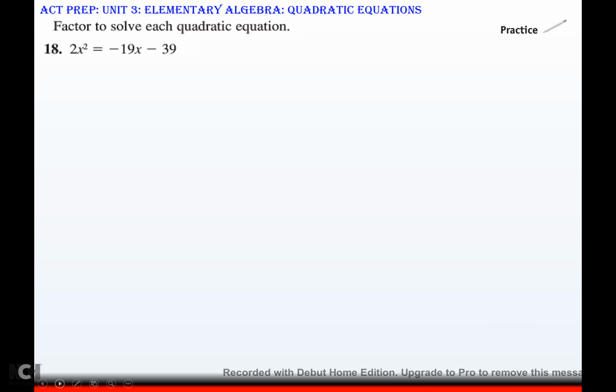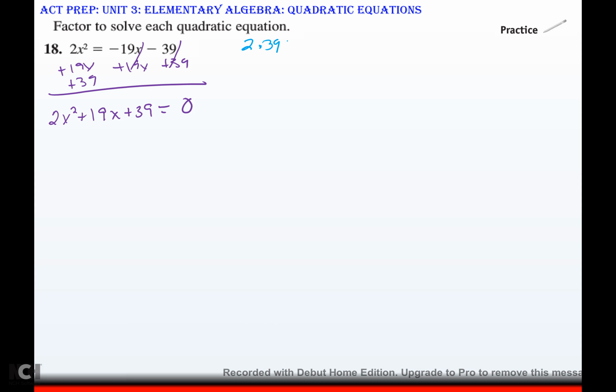Alright, we have to get everything on the same side. So I'm going to add 19x and add 39 on both sides. That gives me 0 on that side. On the right, I got 2x squared plus 19x plus 39. These are not perfect ends, so I'm going to have to do the A times C song. A is 2, C is 39, 2 times 39 is 78. Factors of 78: 1 and 78, but that won't make 19. 2 and 39 will not make 19. 3 and 26 will not make 19.